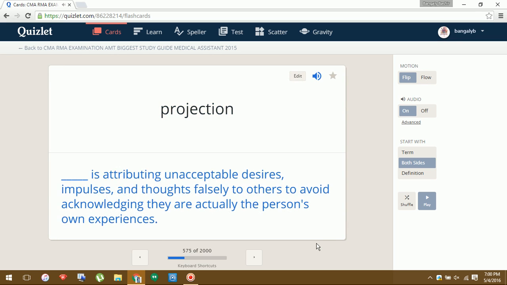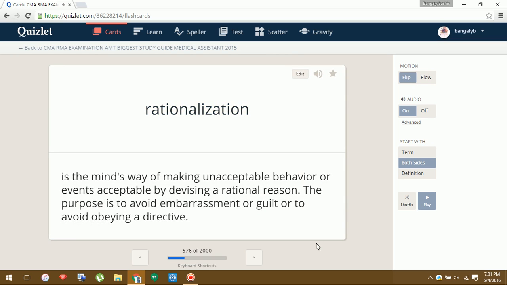Projection. Attributing unacceptable desires, impulses, and thoughts falsely to others to avoid acknowledging they are actually the person's own experiences. Rationalization is the mind's way of making unacceptable behavior or events acceptable by devising a rational reason. The purpose is to avoid embarrassment or guilt or to avoid obeying a directive.